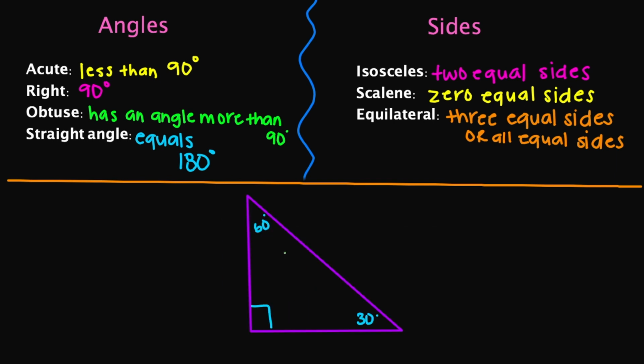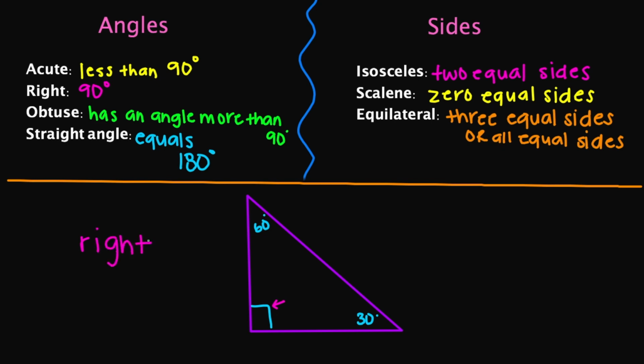Let's look at this example here. Inside my triangle, I have 60 degrees, 90 degrees, and then 30 degrees. Remember, this here is a right triangle because it equals 90 degrees. So if I'm classifying this triangle by the angle, this is going to be a right triangle.